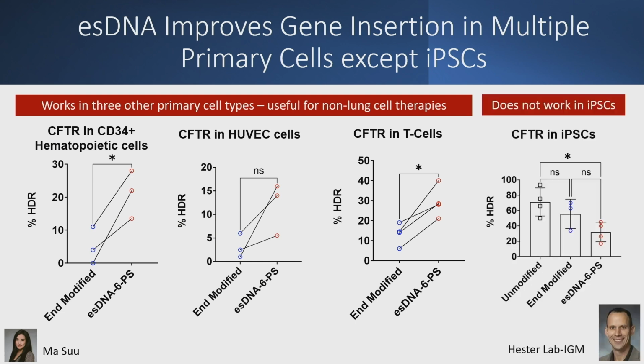We also worked with the Hester lab, and we used the esDNA templates to correct induced pluripotent stem cells. And surprisingly, we found that the unmodified single-stranded DNA gave the higher gene insertion, significantly higher than the esDNA templates. And this made us wonder then, what is different about iPSCs?